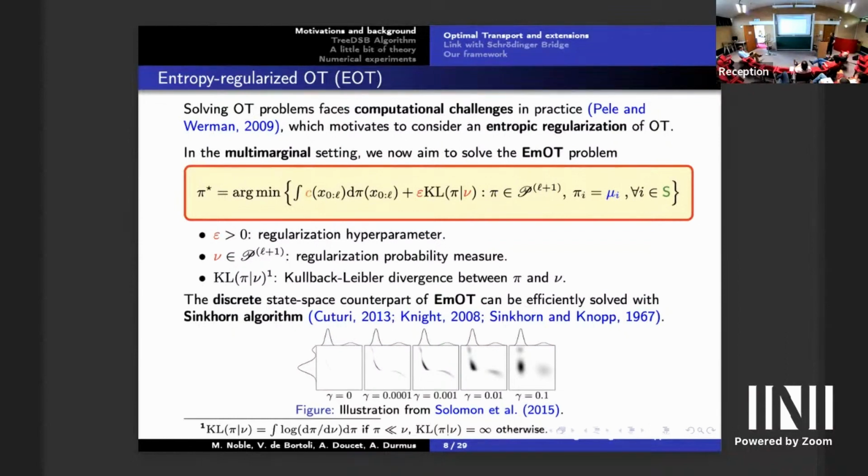And so what people consider, so this has to do with the person who actually proposed some well-optimized algorithm, which is Cuturi, quite recently. And so what you consider is simply adding a regularization of your plan within your expectation. So how do you do? You simply have a hyperparameter, which is epsilon, and the idea is the more epsilon goes to 0, the more you recover, in theory, your optimal transport plan.